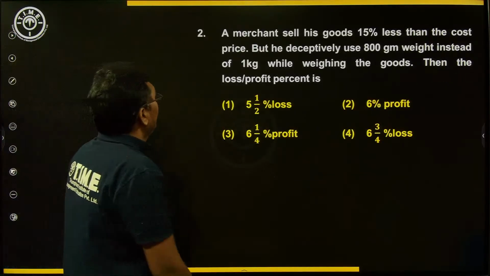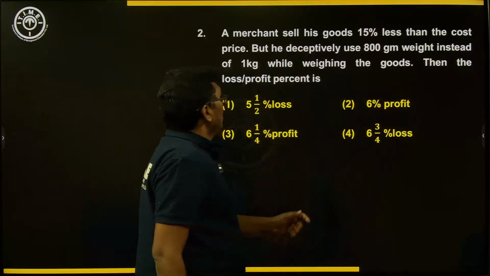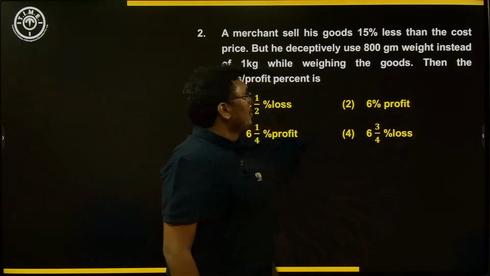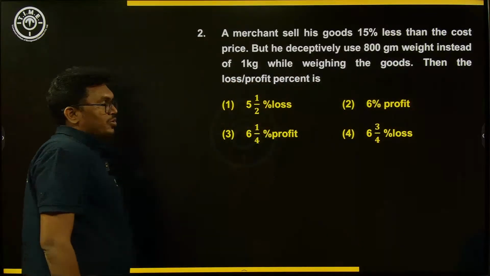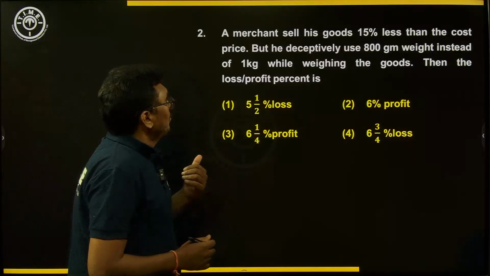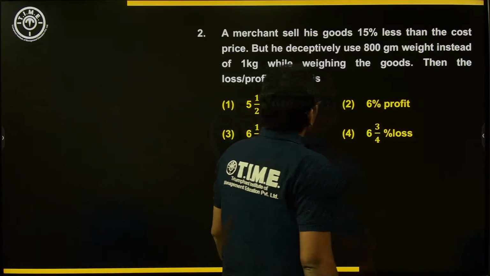Second question. A merchant sells his goods 15% less than the cost price, but he deceptively uses a weight of 800 grams instead of 1 kg. So he is giving only 800 grams instead of 1 kg while weighing the goods. Then the loss or profit percentage.